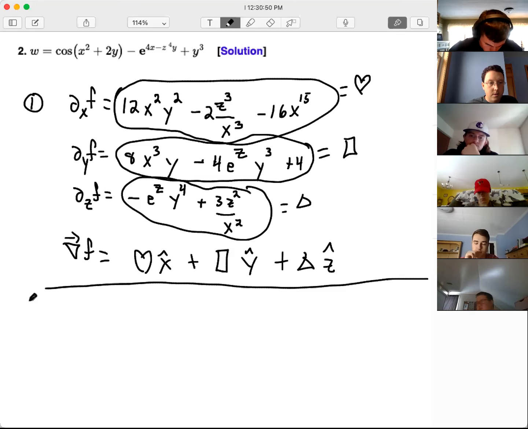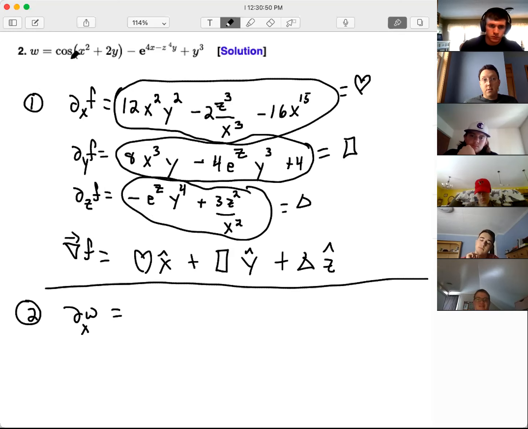Okay, so let me start in here. So for number 2, I'm working this out, and I wanted to work out the partial of w with respect to x. So now I'm holding y and z constant, so this first bit doesn't matter. Sorry, y and z constant, so the first bit does matter.